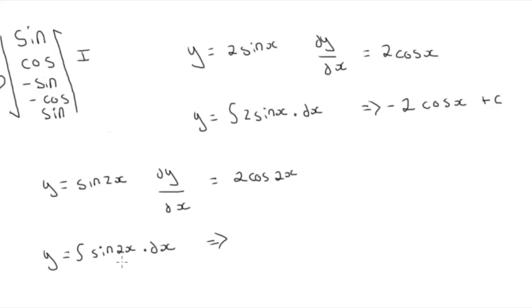So integrating that, it's the opposite. So instead of the 2 going to the front, you'll divide by 2 instead of multiplying. So you'll have a half. Now sine integrated is minus cos, so it's minus a half cos, and that stays as a 2x, and your constant.